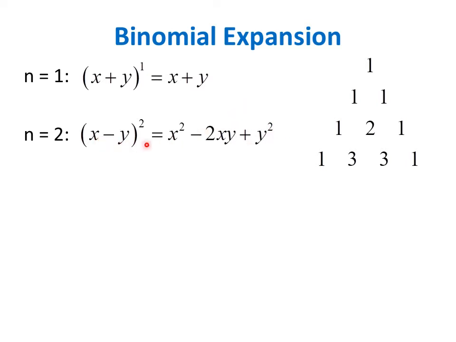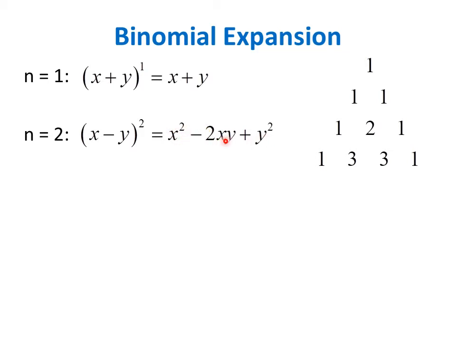Okay, second step is to determine the signs. So the operation in the given binomial is minus. Therefore, the terms in the expansion are alternately positive and negative. So the first term is always positive. Therefore, the second term should be negative, and the third term is positive.